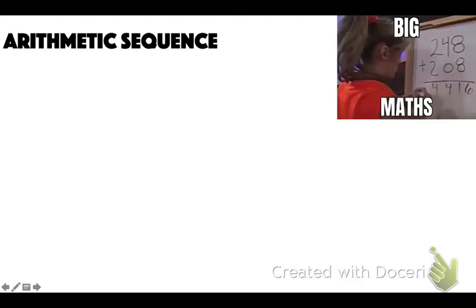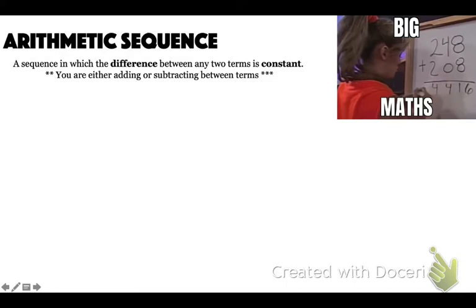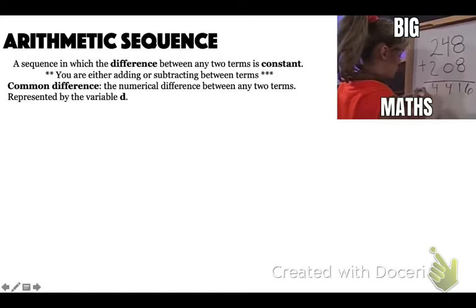Arithmetic sequence. So what does arithmetic mean? It means adding. So arithmetic means that you're adding numbers together, okay? Don't add the way that this girl did because that is wrong, but it means that you're adding together, okay? So a sequence in which the difference between any two terms is constant. That means you're either adding or subtracting between two terms. So there's a common difference, and it's a numerical difference between any two terms. And this is always represented by the variable d.